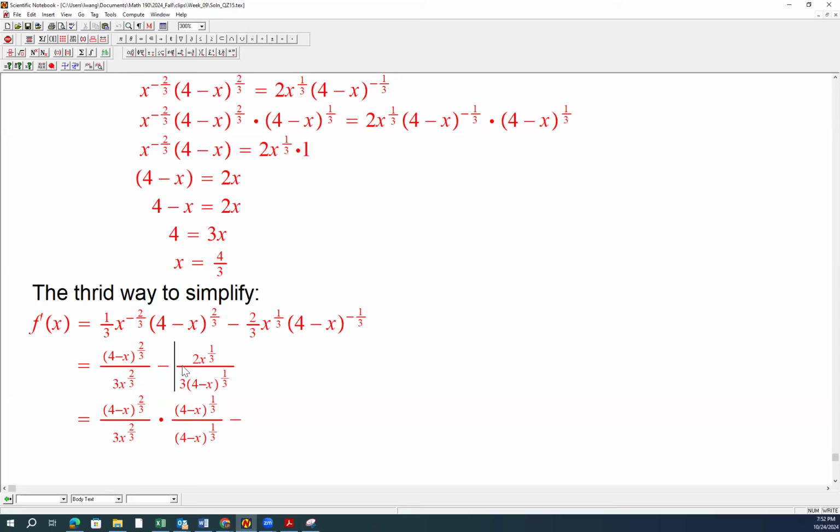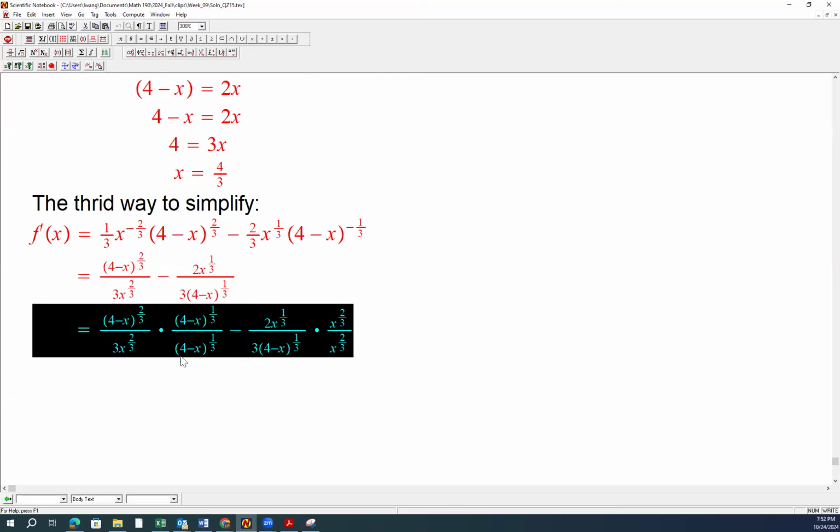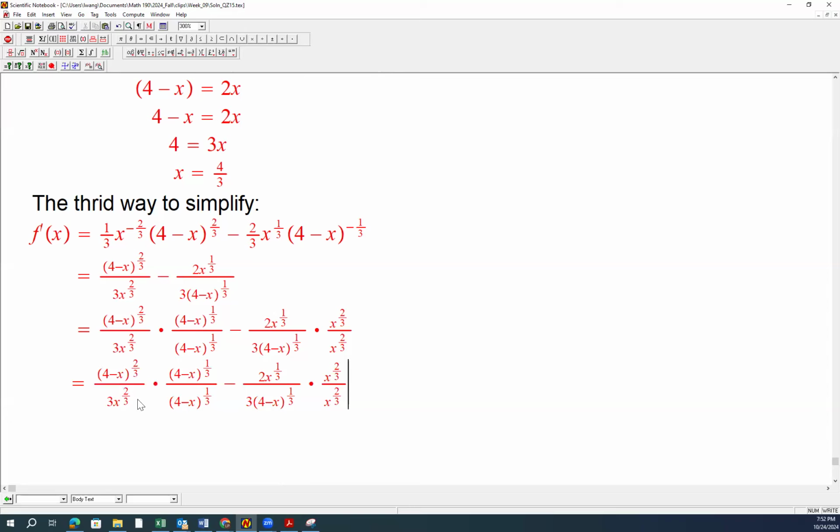On this piece, what don't we have? We don't have x raised to the power 2/3, right? So we're going to multiply x raised to the power 2/3 over x raised to the power 2/3. So this is 1, this is another 1, so anything times 1 stays the same. And then, now we got the same denominator already. Look at that. So we just have to simplify the numerator.